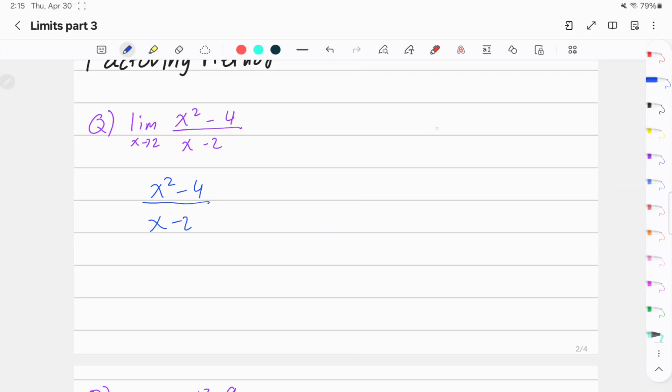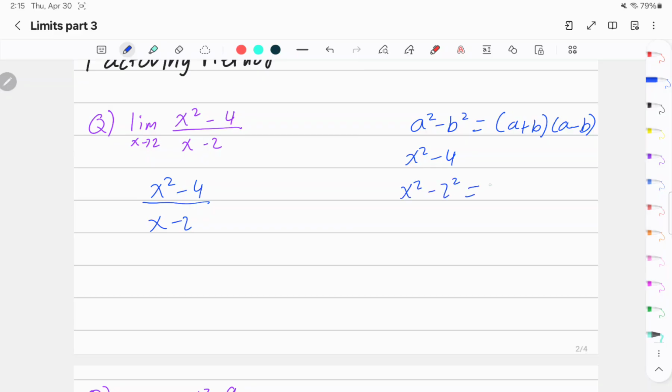But x squared minus 4, if I look closely, follows this property: a squared minus b squared is the same as (a plus b)(a minus b), which was an identity we all learned in school. And if I follow this identity, x squared minus 4 can be changed into x squared minus 2 squared.